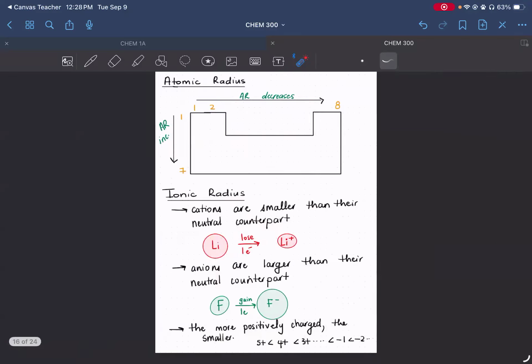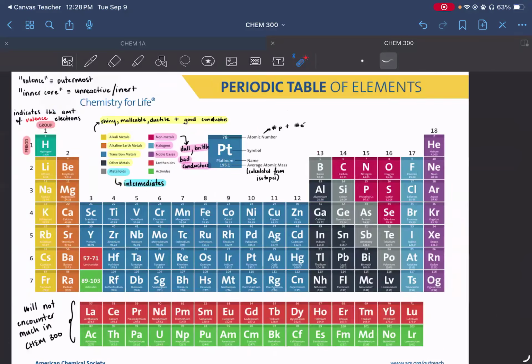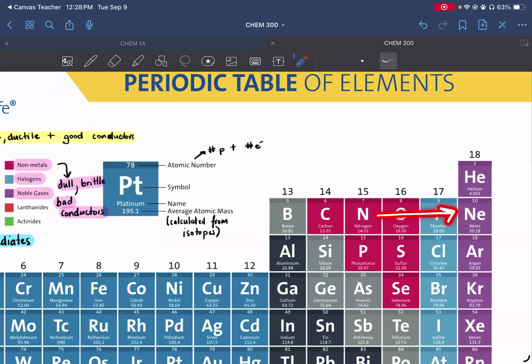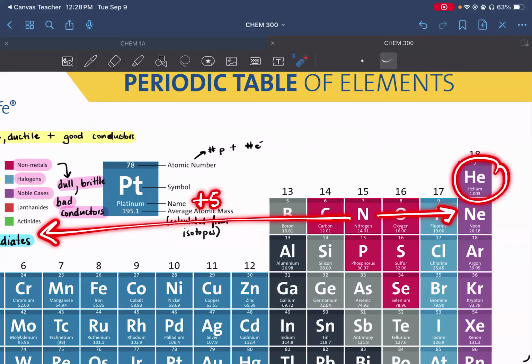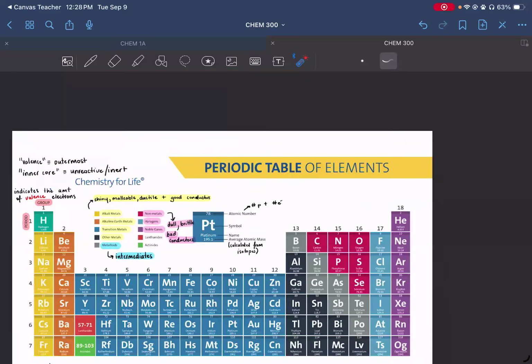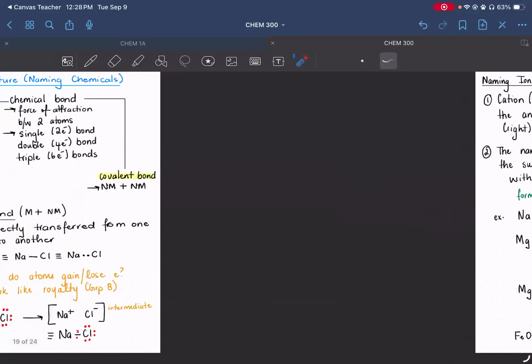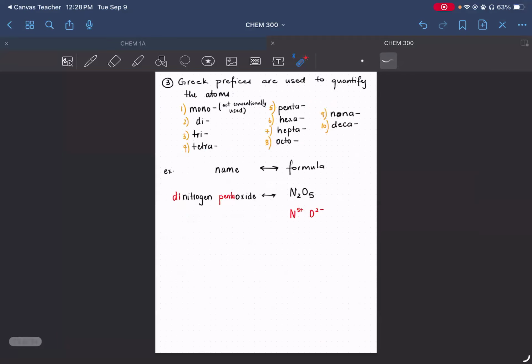So it's not the direction. Let me go back to the periodic table just to show you. It's not the direction we're used to. We're used to gaining 3 electrons to look like neon. But you go back, lose 5 electrons, you end up looking like helium. So it's perfectly reasonable. They still both look like noble gases. So there's nothing wrong with nitrogen taking on that positive form.